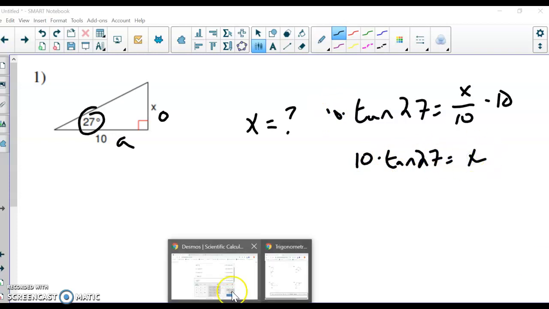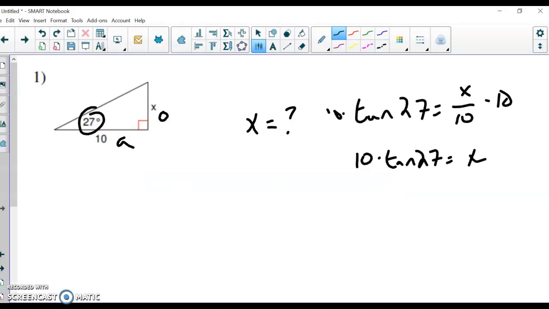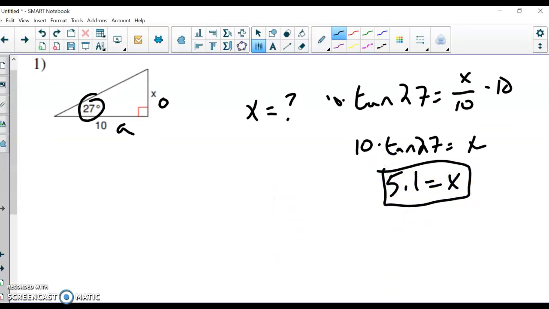And then go to our Desmos. 10 times the tangent of 27 equals 5.09. That 9 will round it up to 5.1. And so I get 5.1 equals x. And that's what you guys are doing. You have a Go Formative that is just this 18 times, just practicing that.